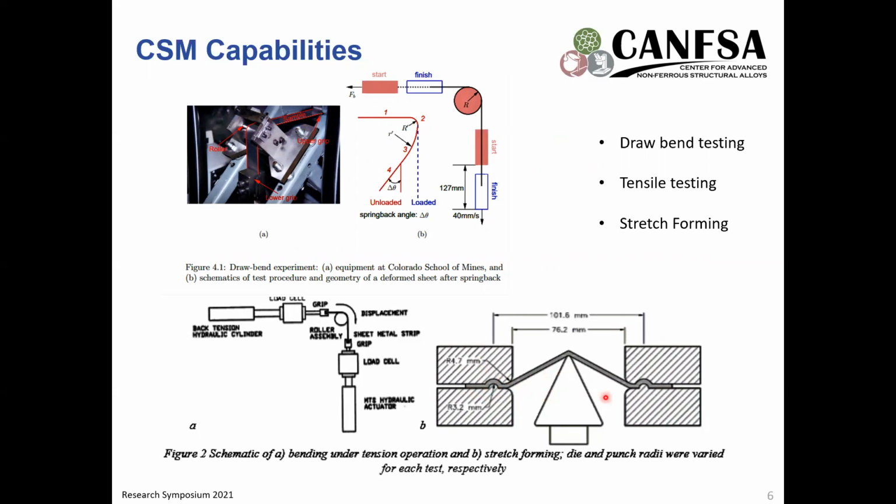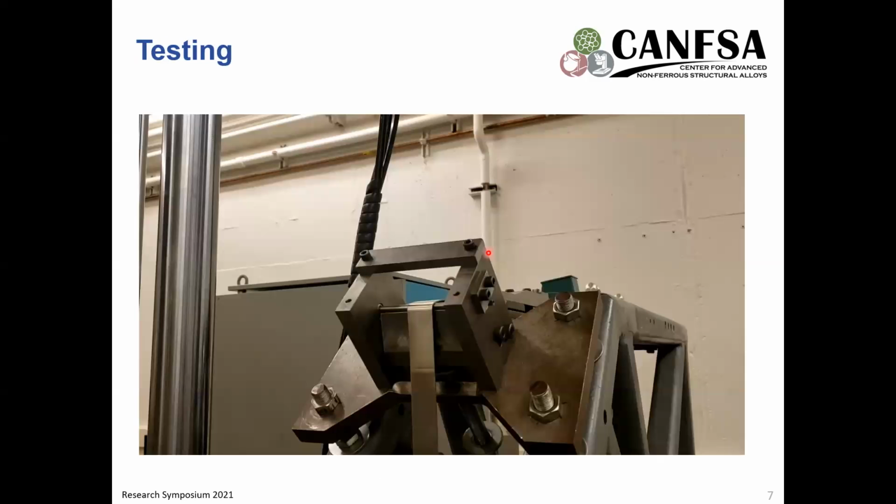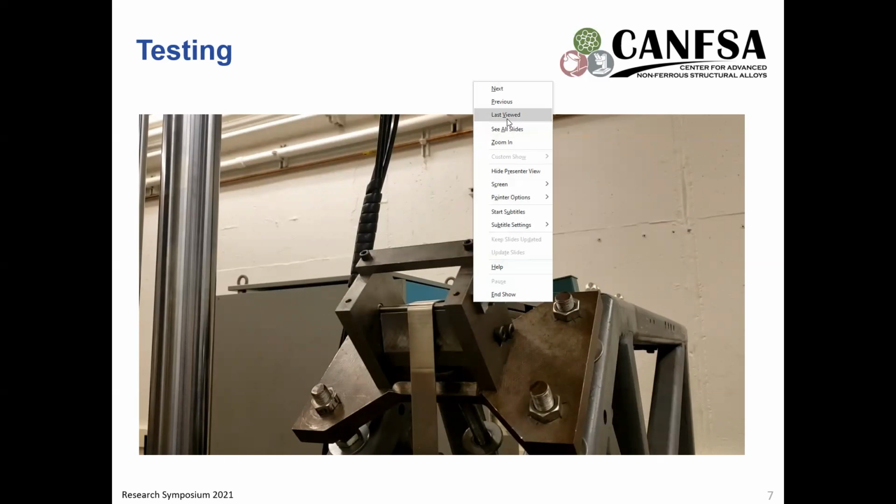You take a piece of material and clamp it between 2 dies and then have a ram or a punch that pushes up the material. This is something that we're looking to do further down the road. We also have basic tensile testing, which is helpful for looking into anelastic behavior. Here's actually a video of the testing in progress.